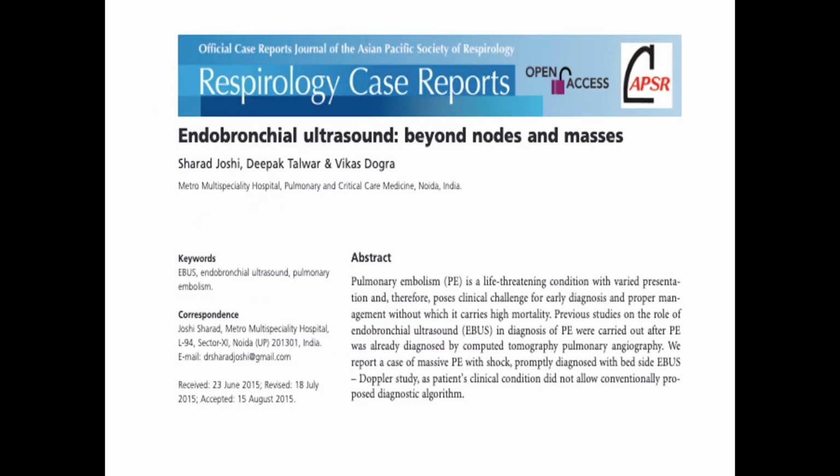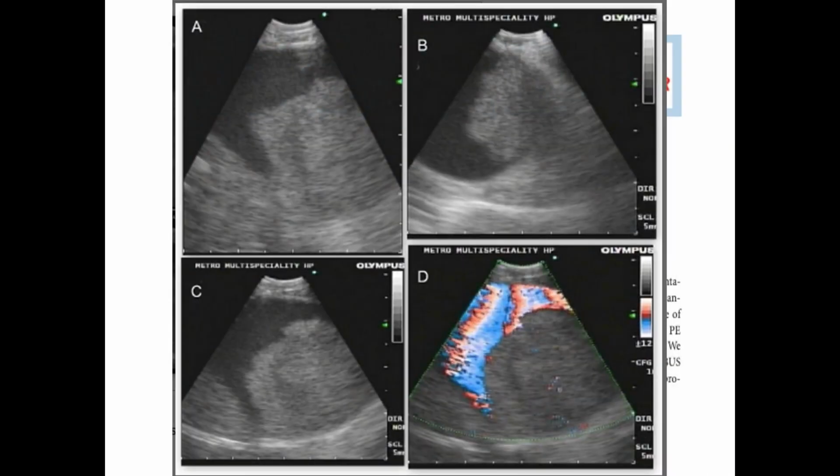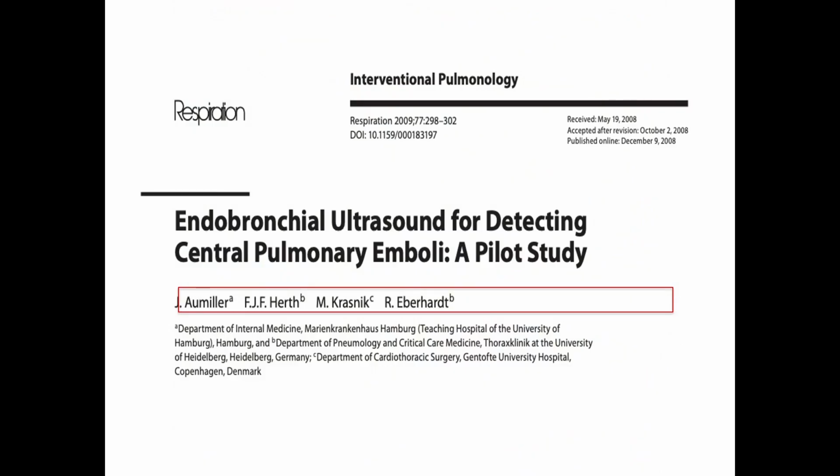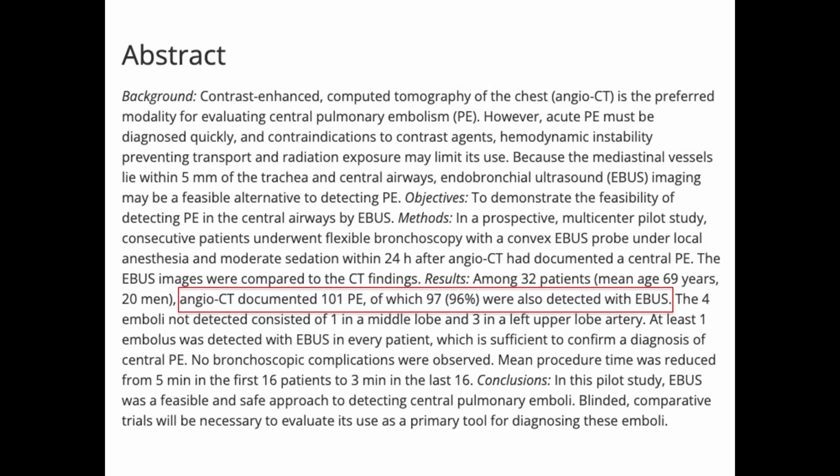So, these are the cases of endobronchial ultrasound beyond the nodes and the masses, and there are a number of papers who have discussed this between the time period of 2013 to 2018-19. Now, on EBUS for detecting central pulmonary emboli, this is a pilot study where they found that CT pulmonary angiography and EBUS correlated more or less, and 96% of those emboli diagnosed by CT pulmonary angiography can be picked up by the EBUS. So, it can act as a replacement tool for the CT pulmonary angiography.